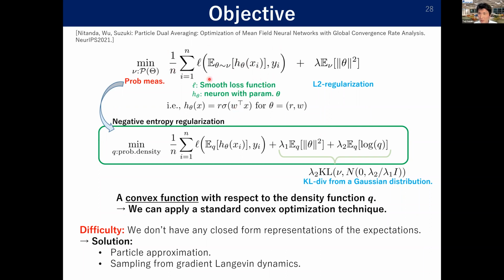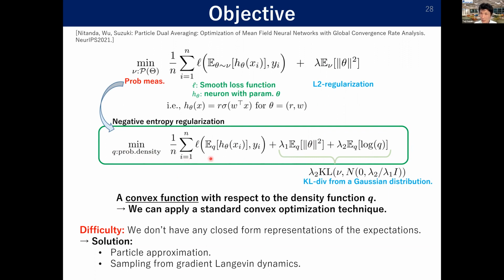Just minimizing this loss function leads to overfitting, so we add L2 regularization. Here again appears an expectation by the probability measure nu. But the space of probability measures is too large, so it is a bit difficult to realize this optimization directly. So we restrict the set of feasible solutions to absolutely continuous probability measures like this. To do so, we add an additional negative entropy regularization. Then the feasible solution is restricted to the measures with density functions. By using the density function, this can be rewritten like this, and the objective function becomes like this. If you look at these two terms, you can see that this is just a KL divergence from a Gaussian distribution. But anyway, our objective is to optimize this objective function.